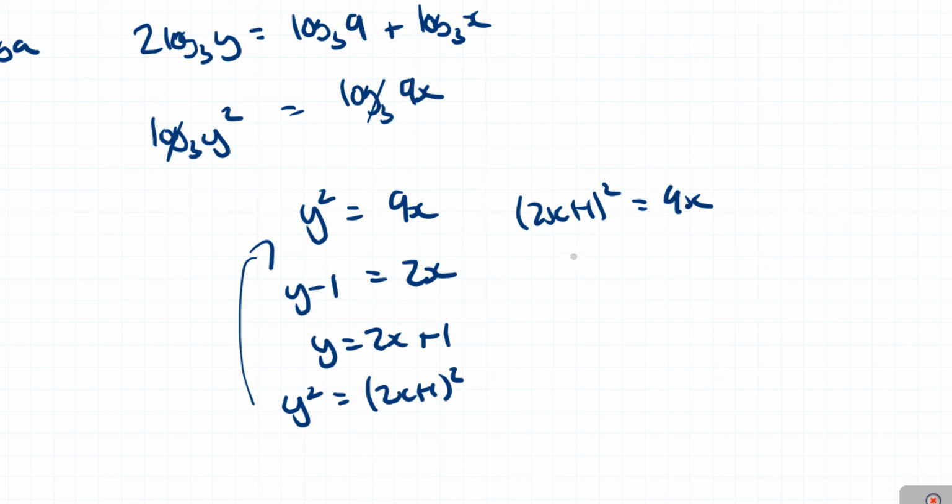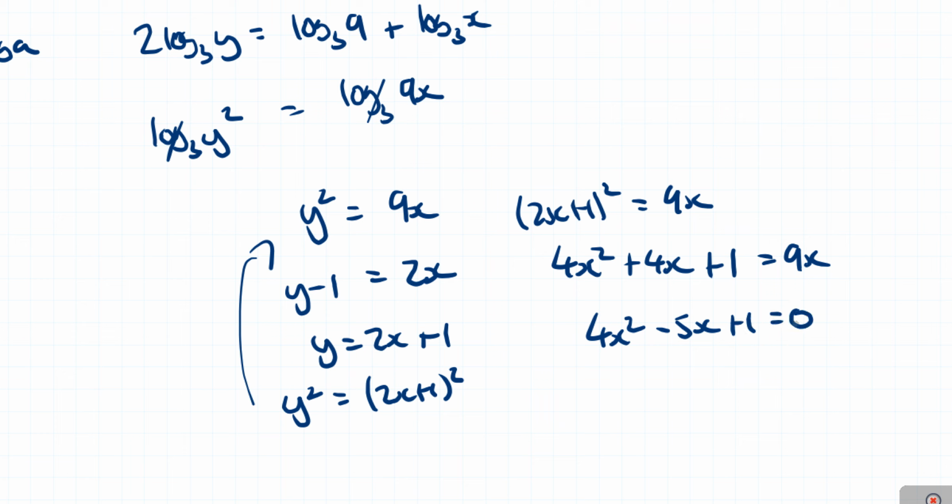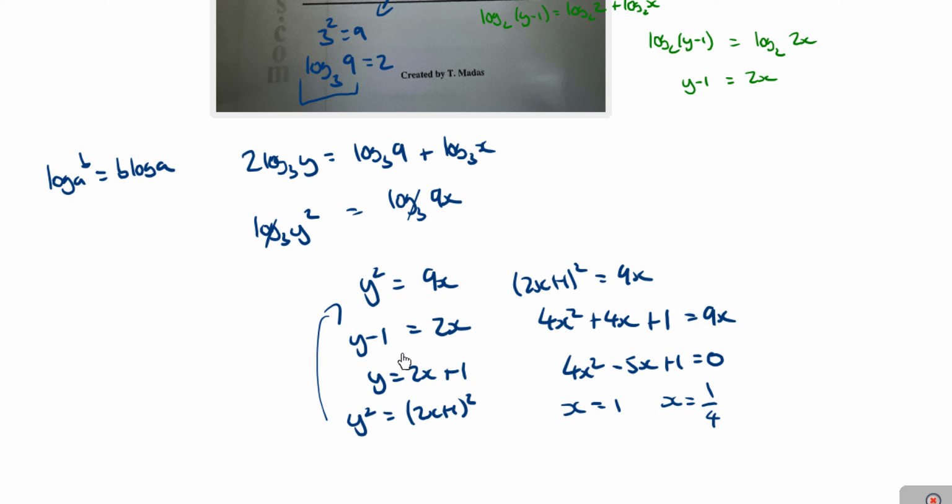squared equals 9x, 4x squared plus 4x plus 1 is equal to 9x, and that gives 4x squared minus 5x plus 1 is equal to 0. From here on your calculator, just go to equation or function, polynomial degree 2, and we've got 4, minus 5 and 1, and we get 2 x values. x is equal to 1 and x is equal to a quarter, and then we can plug that into y because we have y equals x plus 1.